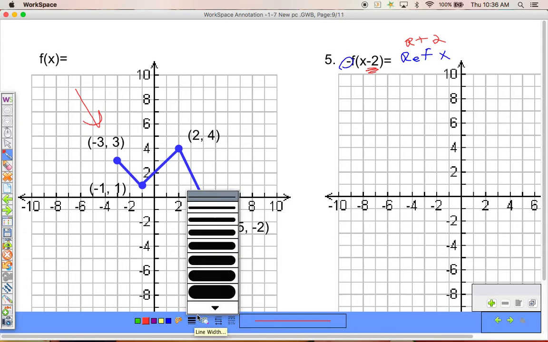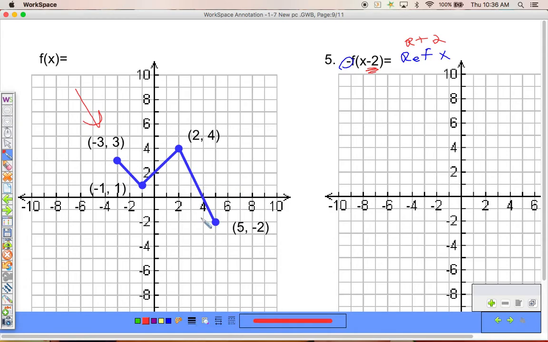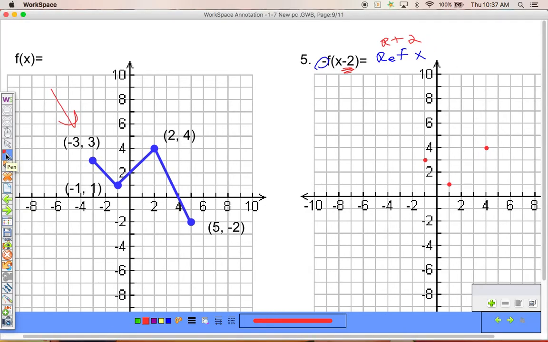So I'm going to take all of these points, like I did before, and move them to the right 2 units. So -3, 3 is going to go to the right 2, -3, 1. -1, 1 is going to go to the right 2, 1, 1. 2, 4 is going to go to 4, 4. And 5, -2 is going to go to 7, -2. So this is all those points moved to the right 2 units. This is the in-between step. All right, so that's done.